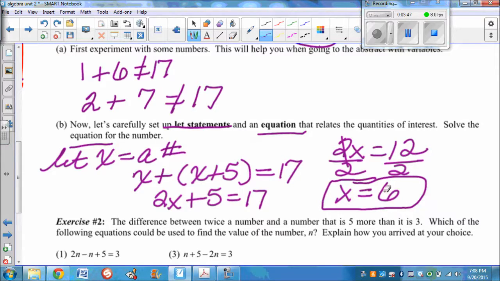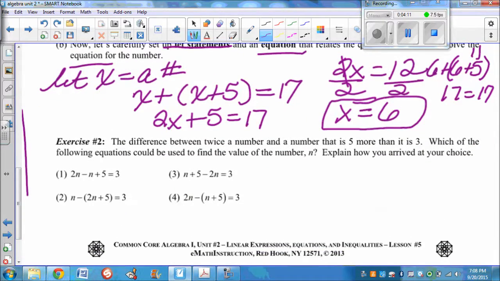Now let's take our answer and check it. So 6 plus 6 plus 5, does that equal 17? We've got 11, and 6 plus 11, sure thing, that equals 17. Number 2, I'm not going to spend time on, but I'm going to give you the answer. Go ahead, flip the page.